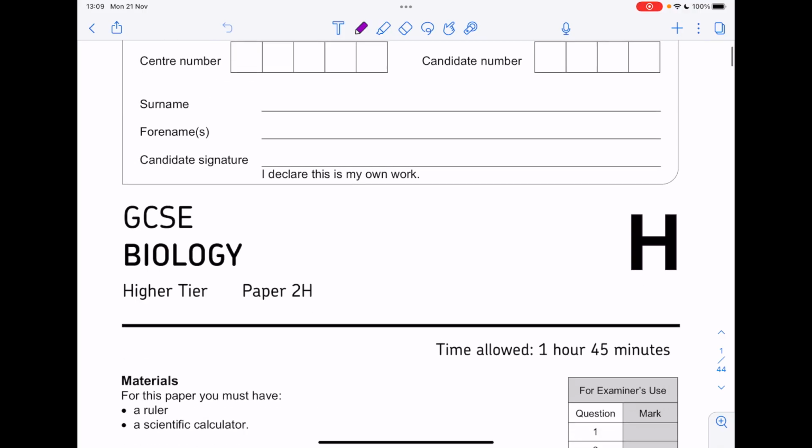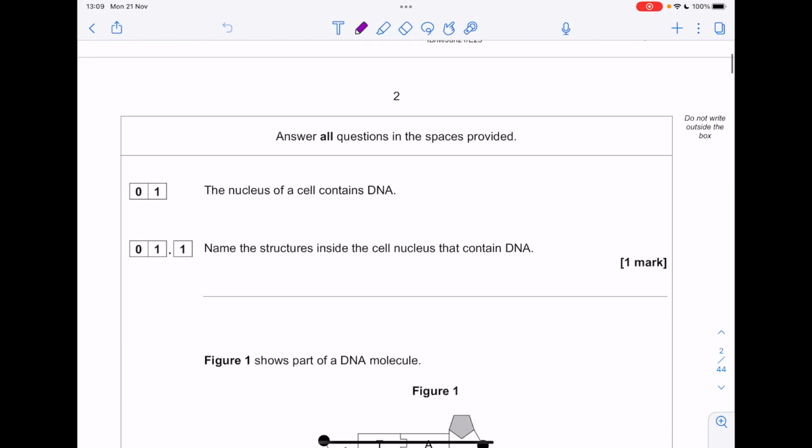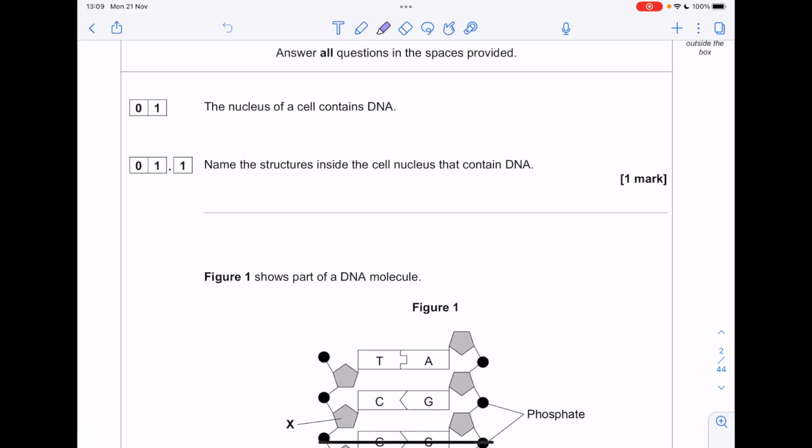Today I'm talking through an AQA GCSE Biology Paper, Paper 2H from June 21. The nucleus of a cell contains DNA. Name structures inside the cell that contain DNA. Remember, these strands are known as chromosomes.